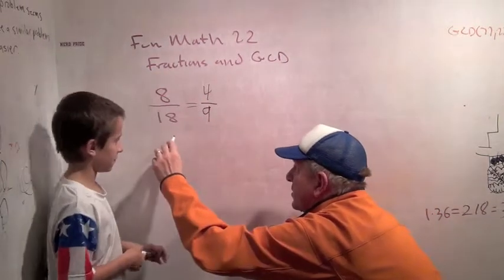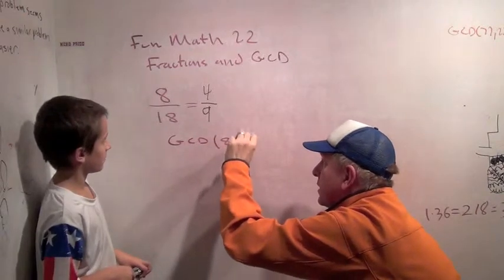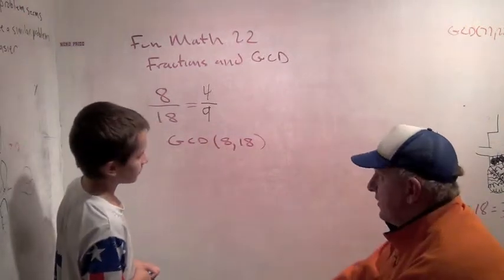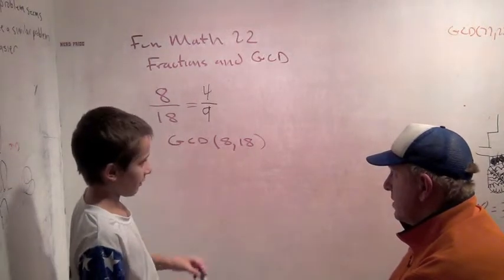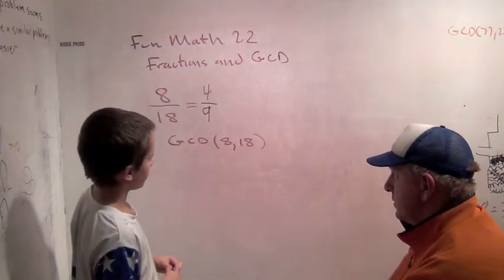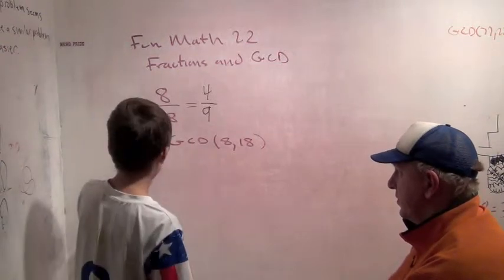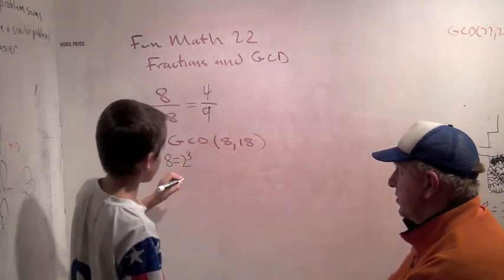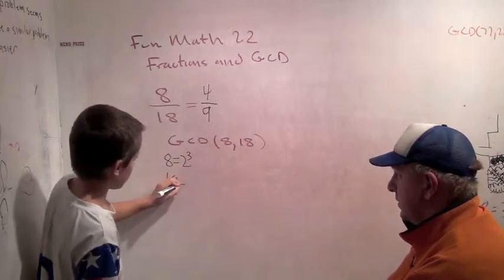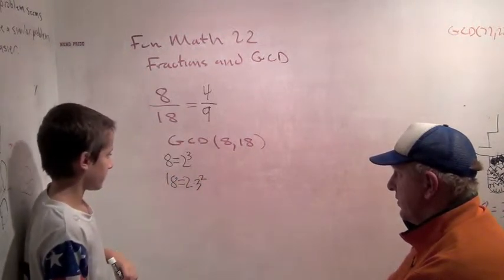Okay, and what is the greatest common divisor of 8 and 18? How do you figure that out? Well, you can do the Euclidean algorithm, or you could factor it into primes. How about factor it into primes? 8 is 2 cubed. 18 is 2 times 3 squared. So what's the greatest common divisor?